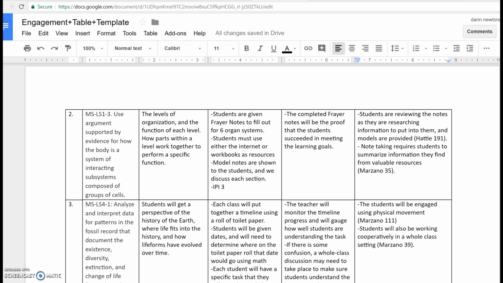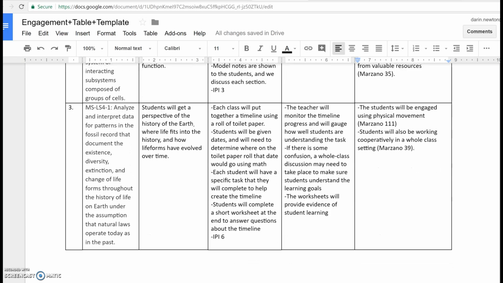Students are reviewing the notes as they are researching information to put them into their own words. Sorry, I have a typo there. And models will be provided, which is going to help with that engagement. Note taking requires students to summarize the information they find from valuable resources. So again, they're not just copying down information, they're actually having to synthesize this information on their own, which is a pretty higher level thinking that they'll have to be doing.